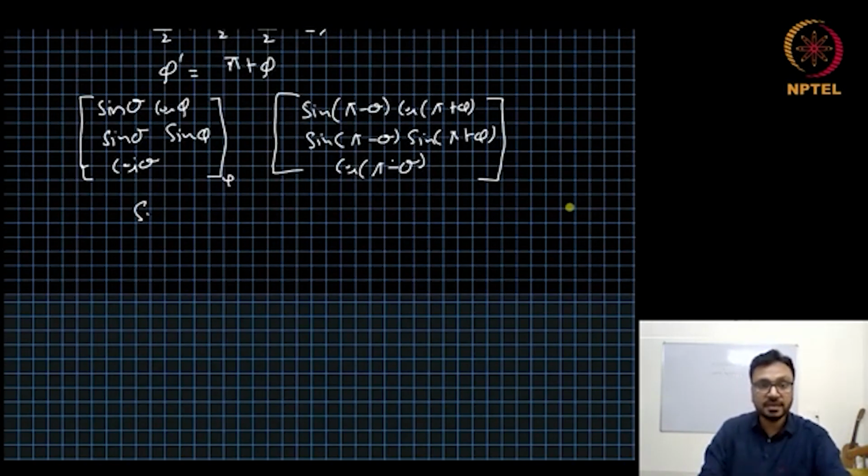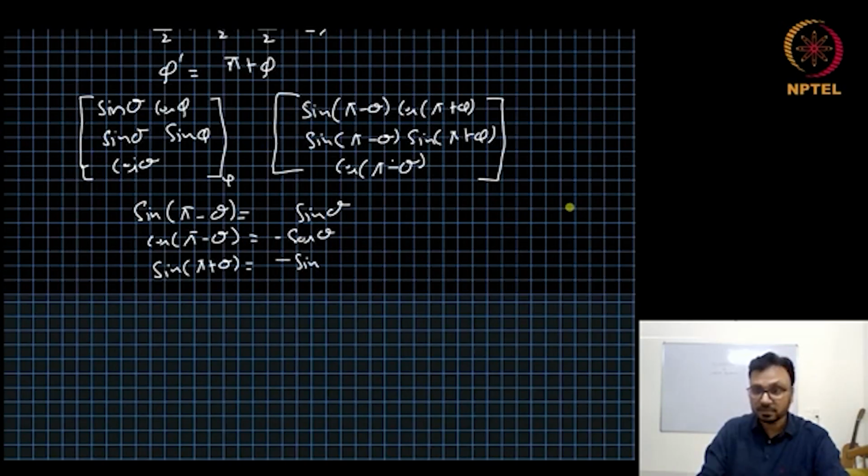Now we recall that sine of pi minus theta is sine theta, cos of pi minus theta is minus cos theta, sine of pi plus phi is minus sine phi, and cos of pi plus phi is minus cos phi.